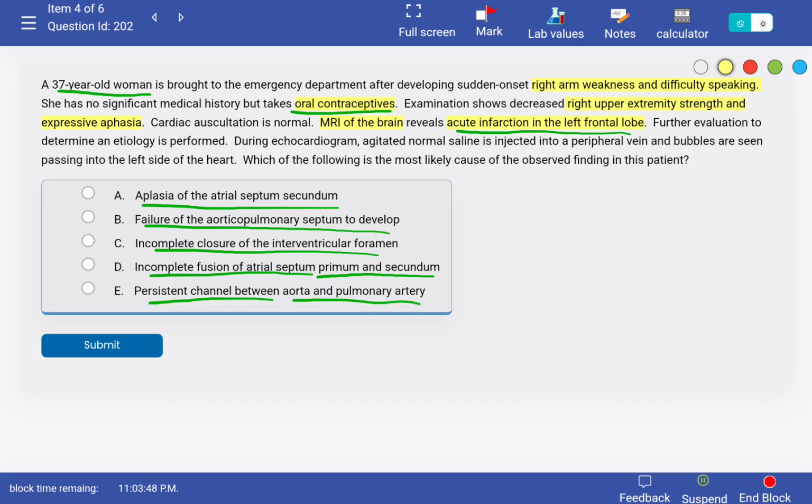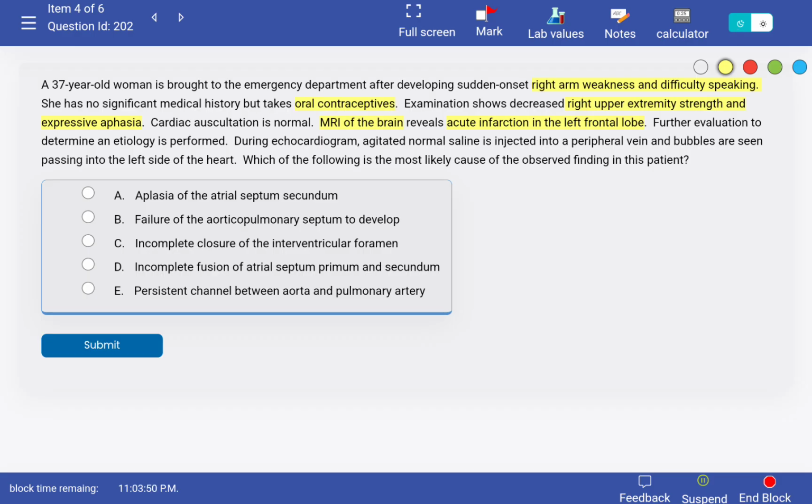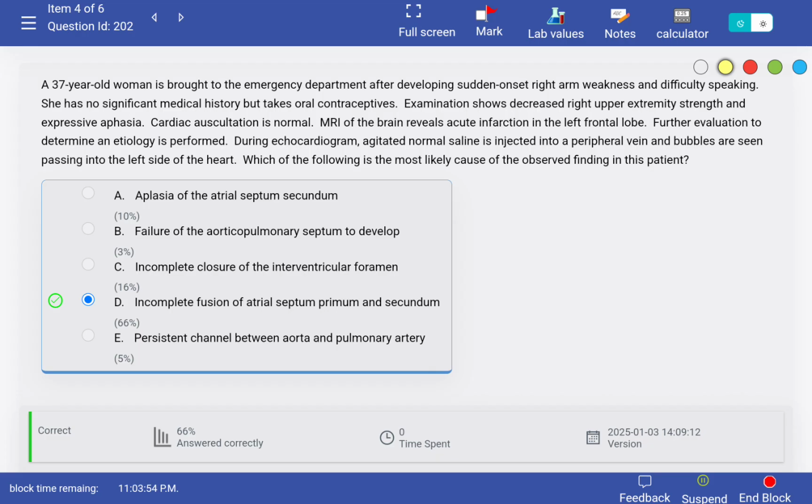Pause it and give the answer. Okay, so the correct answer for this question is option D. Why option D? Let us go into the explanation.